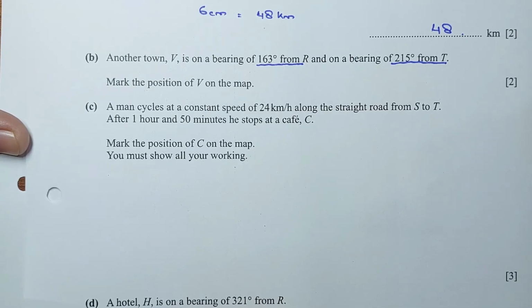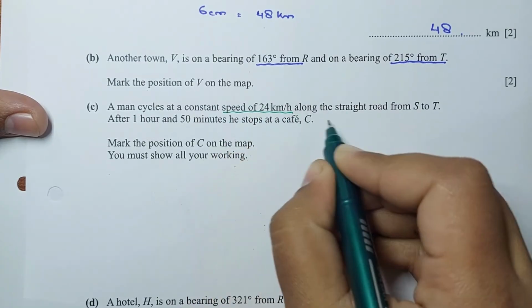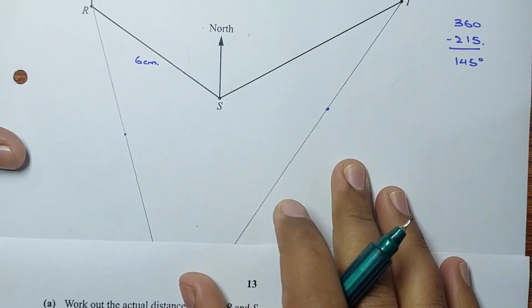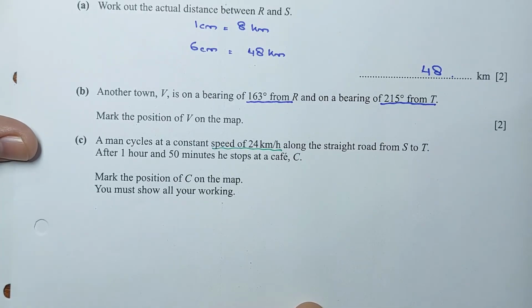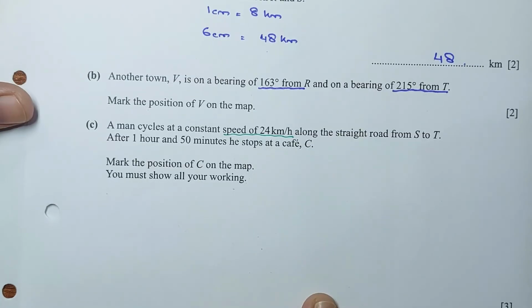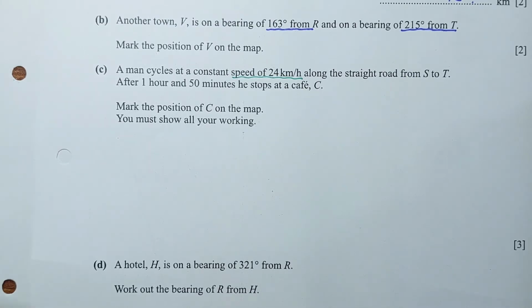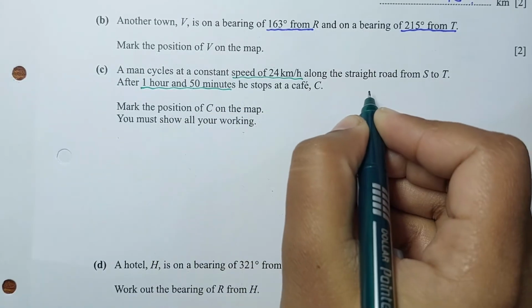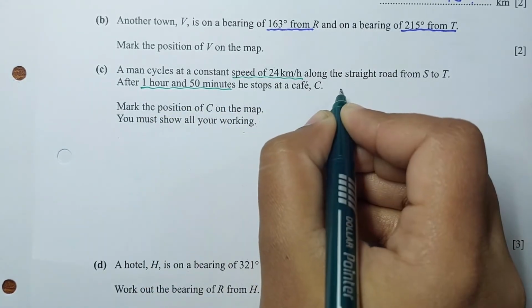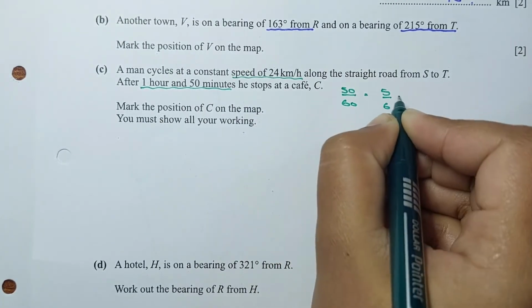Now for part C, a man cycles at a constant speed of 24 km per hour along the straight road from S to T. After 1 hour and 50 minutes, he stops at a cafe C. Mark the position of C on the map. You must show all your working. So here we have given the speed and we have given the time. Time is 1 hour and 50 minutes. So let me convert this 50 minutes into hours. 50 divided by 60 is 5 over 6 hours.